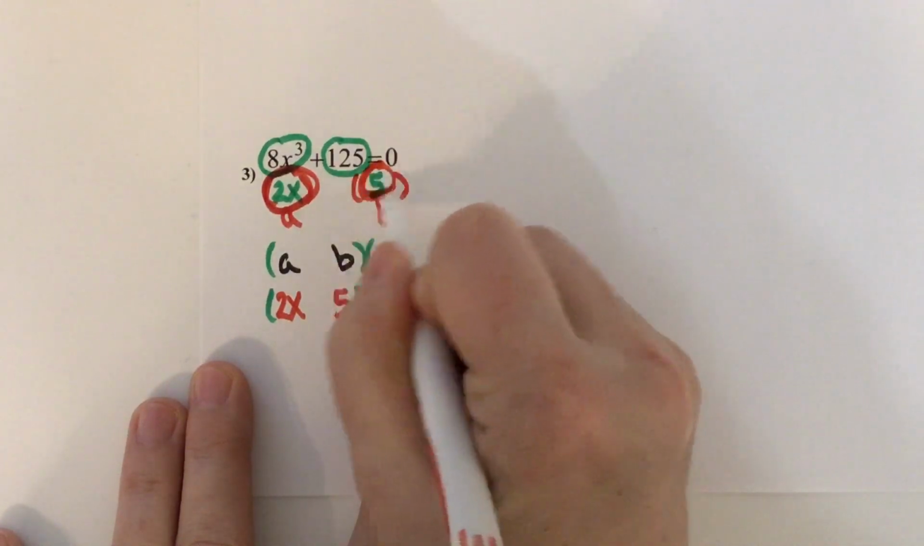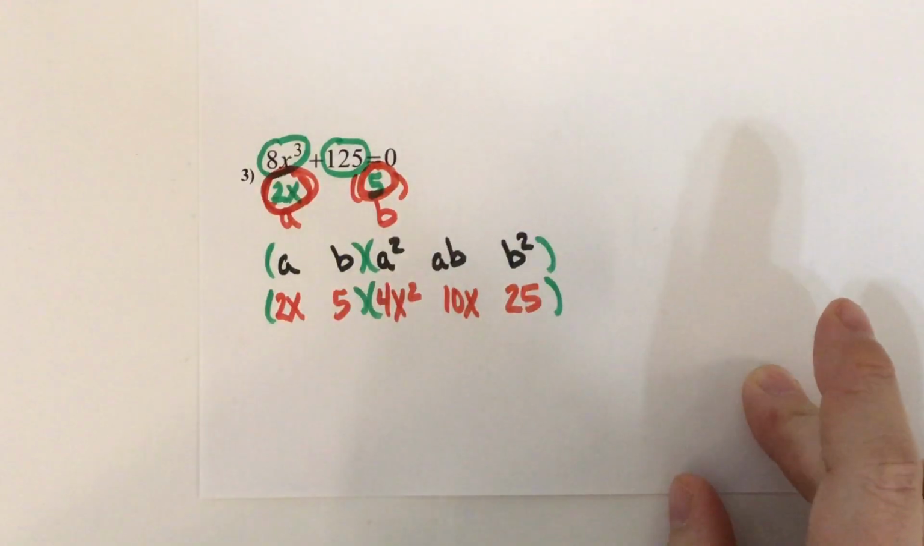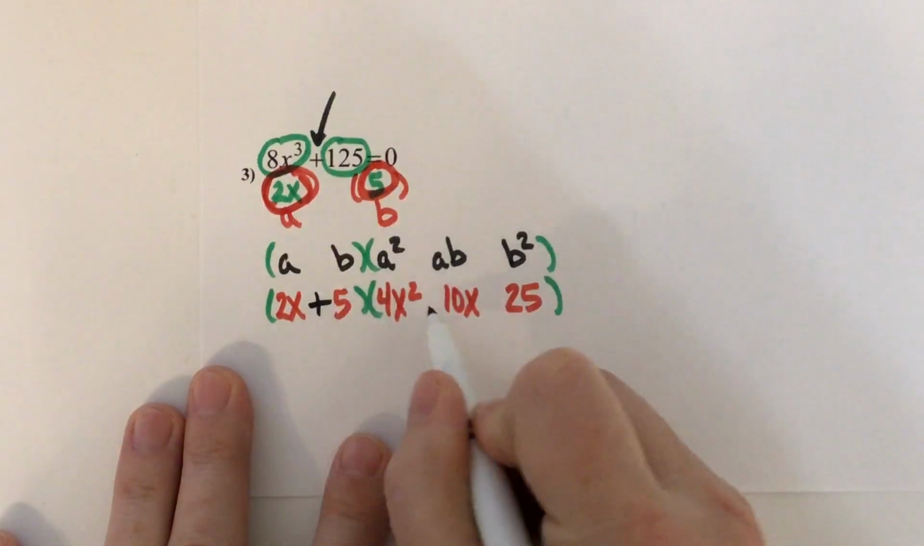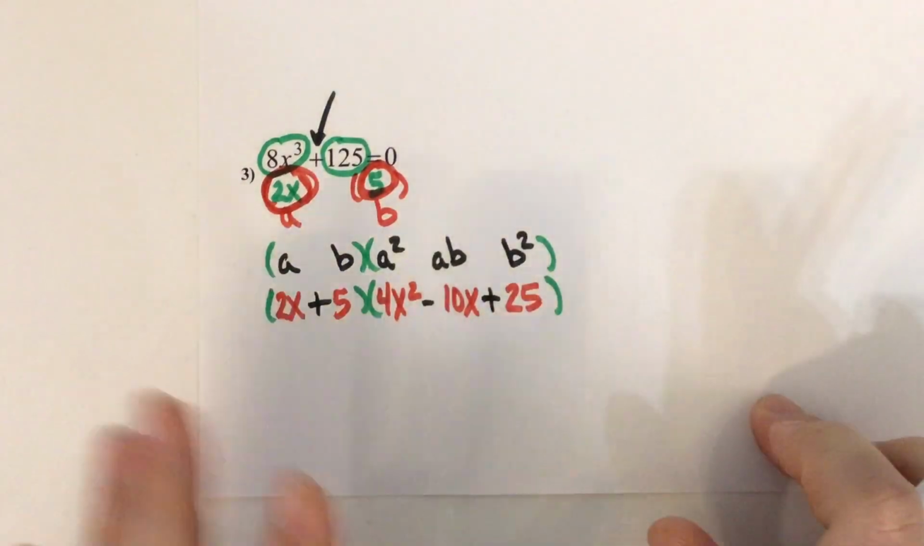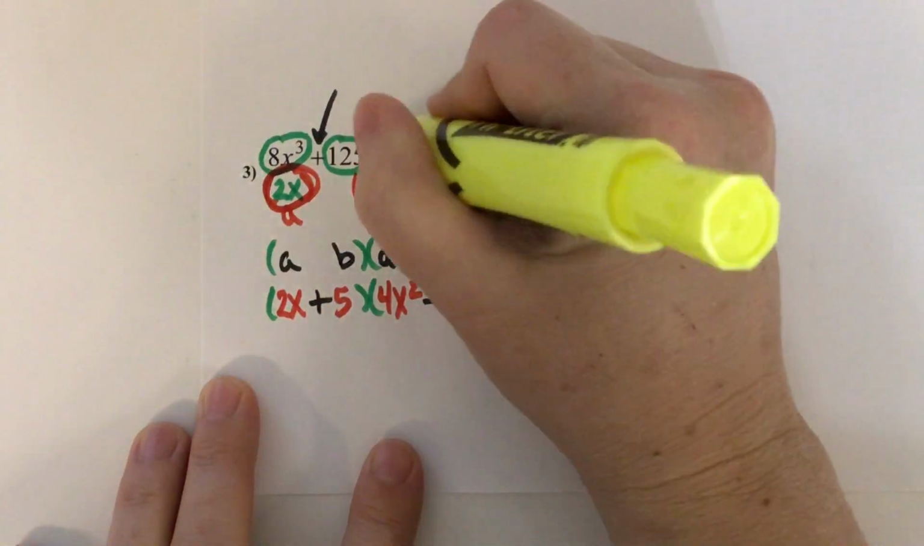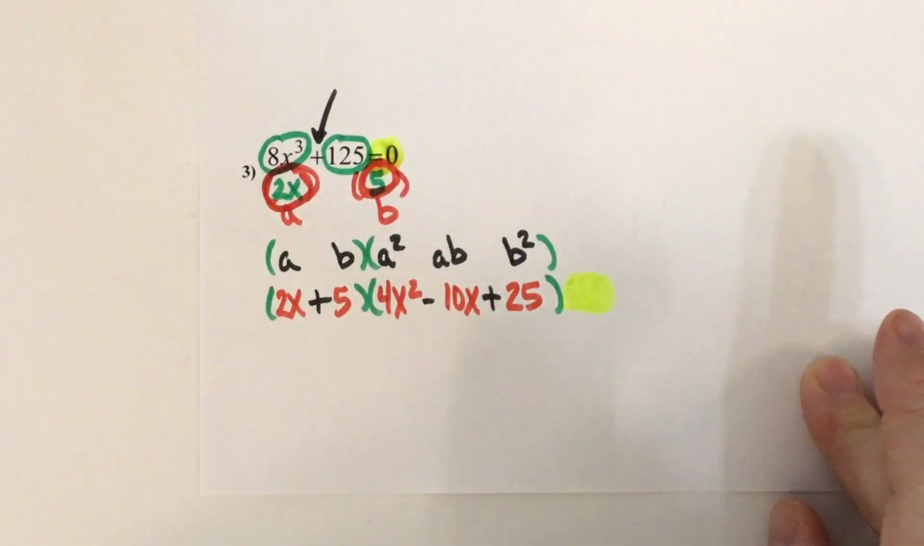25, because 5 times 5. And then the signs go same, different, plus. So this is starting out with a plus. So same, different, plus. Okay, so now it's factored. So now I'm ready to solve. So this whole equals 0 business, that's the part I'm getting ready to work on.